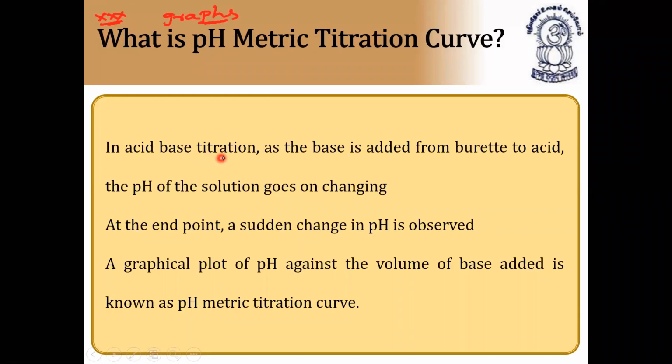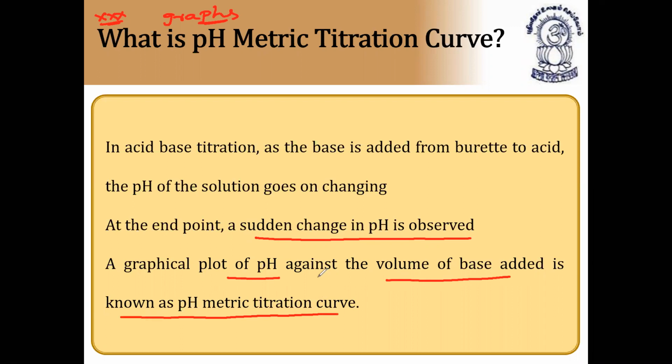In acid-base titration, as the base is added from the burette to the acid, the pH of the solution goes on changing. At the end point, a sudden change in pH is observed. End point means the reaction is completed. So a graphical plot of pH against the volume of base added is known as the pH metric titration curve.